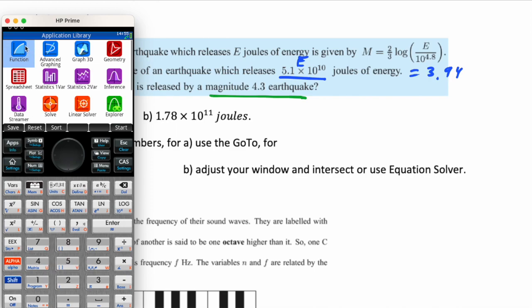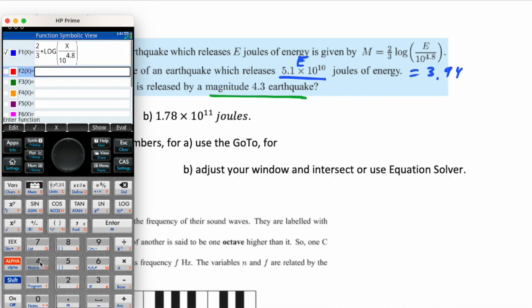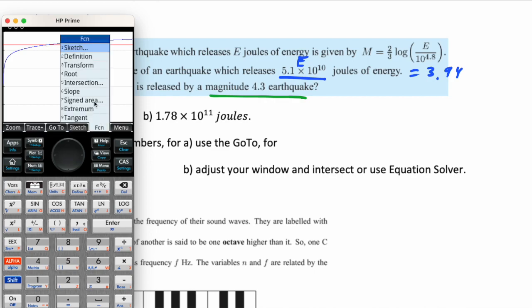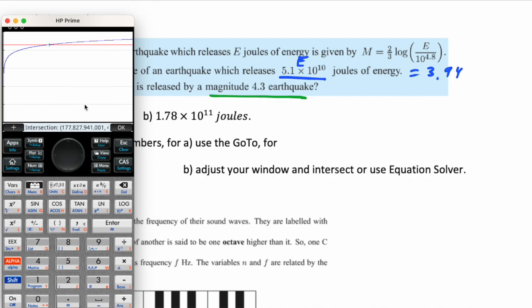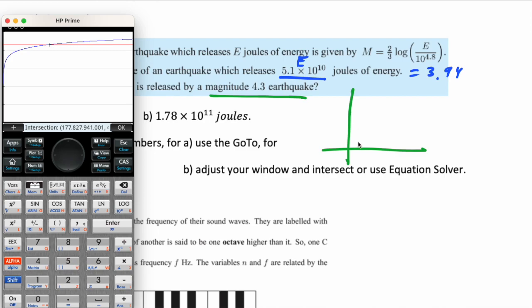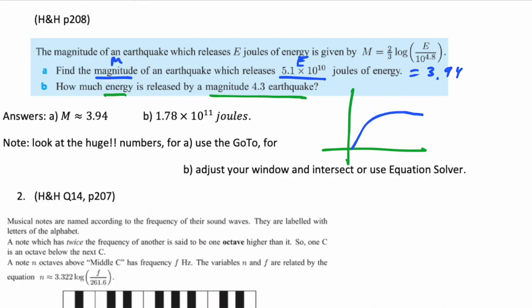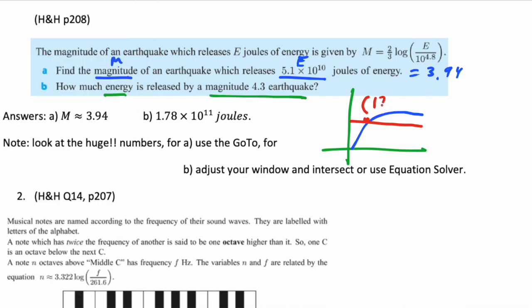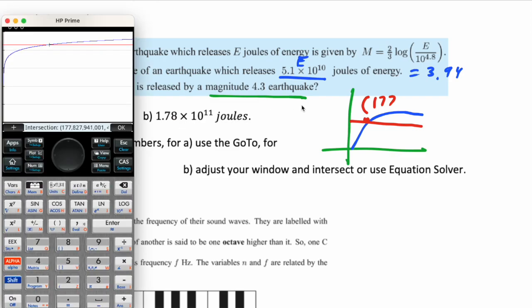Let me go back to apps. We'll need to type in 4.3 to get that horizontal line going across 4.3 and plot, and then we can see the point of intersection. Okay, the intersection is that. So let's just draw a little sketch to show our work. The log goes like that. The horizontal line goes across there. The point of intersection is 177. Well, it's this number right here, right?